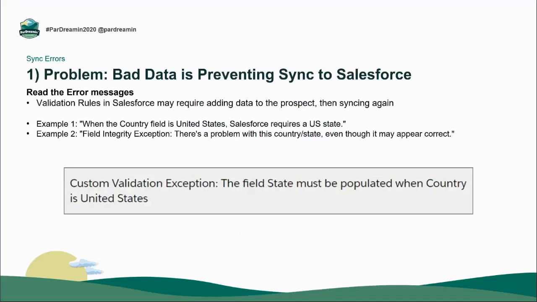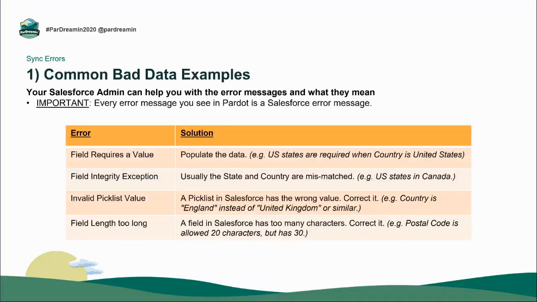So let's dive in. The most common sync error I see is literally bad data preventing a sync to Salesforce. On the screen, this is a custom validation rule. Your Salesforce admin has set up a validation rule of some kind. This one in particular says that when the country field says United States, the state field must be populated, right? You might see something that says field integrity exception. There's a problem with this country or state, even though it may appear correct. Other examples are an invalid pick list value, or a field length being too long.